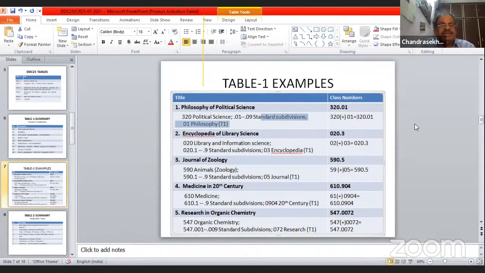They only give instruction. 01 to 09 is standard subdivisions and they give only instruction.